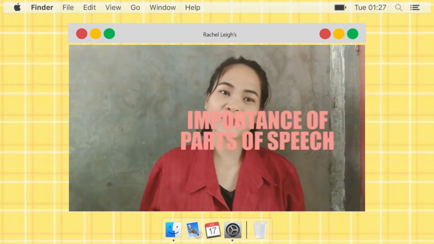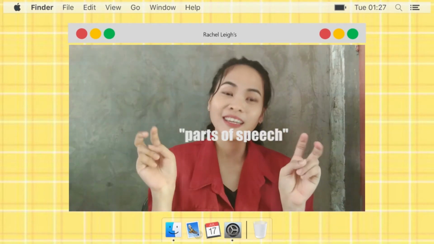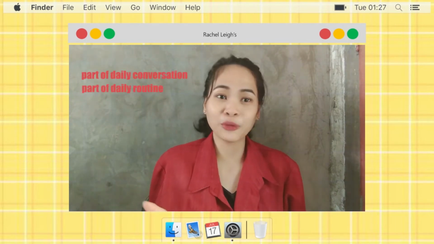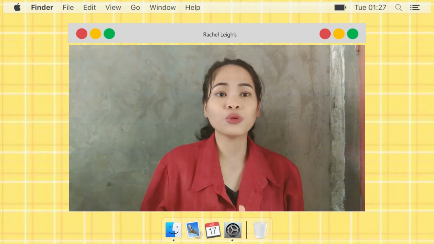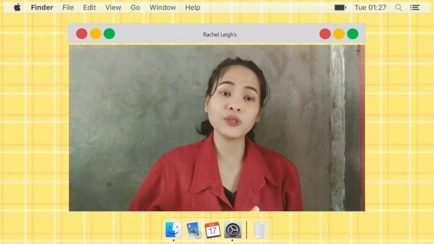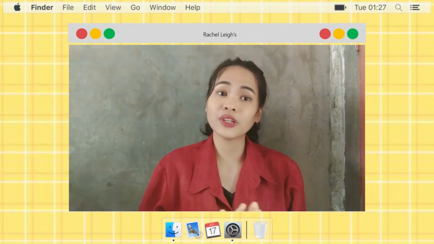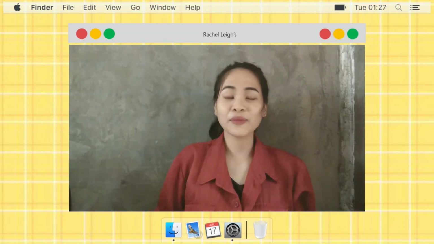So why is parts of speech important to learn? Simply because it is part of our daily conversation, and so part of our daily routine. It is essential to learn in order for us to know the correct definition of a word when used in a different situation, as well as to understand a certain sentence, and you'll be able to construct a good sentence as well. With that, I'm going to give you an example.